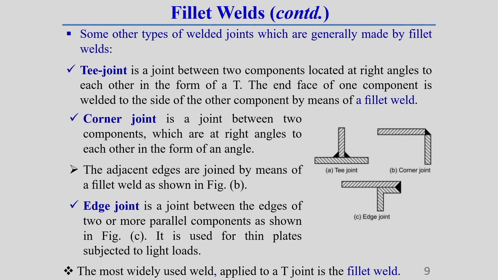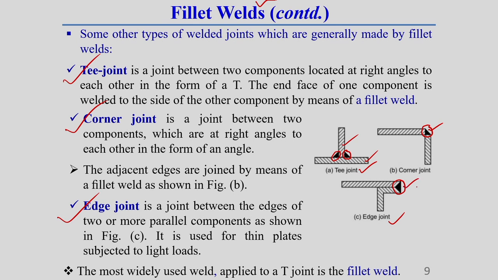Now I am showing some other types of joint which are generally done using this plate weld. Plate weld in the sense that the shape of the weld is triangular in nature. One joint is called a T joint, another is called a corner joint, and another is called an edge joint. Here figure A represents the T joint, where one is a horizontal plate and another is a vertical plate, which form a shape that looks like an inverted T. That is why it is called a T joint, but here the welding is done by plate weld. You see the shape of the weld is triangular in nature. Similarly, the corner joint is also done by plate weld, and the shape is triangular in nature. Similarly, in the edge joint also the weld shape is triangular in nature.